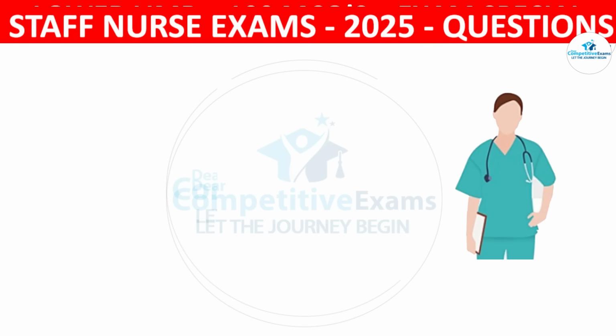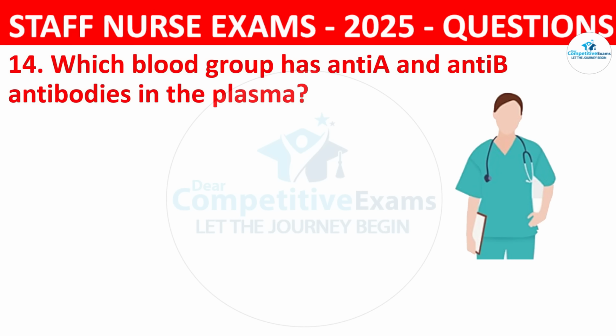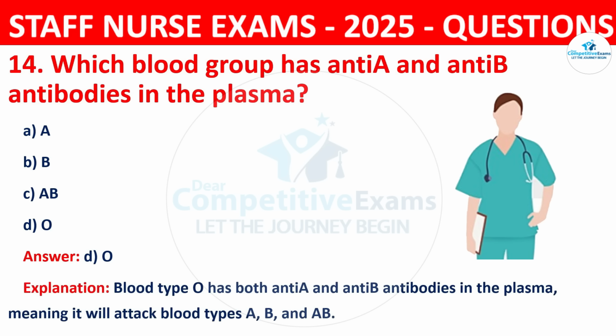Question number 15. Which blood group has anti-A and anti-B antibodies in the plasma? Your options are A, B, AB, or O. The correct answer is D, that is O. Blood type O has both anti-A and anti-B antibodies in the plasma, meaning it will attack blood types A, B and AB.